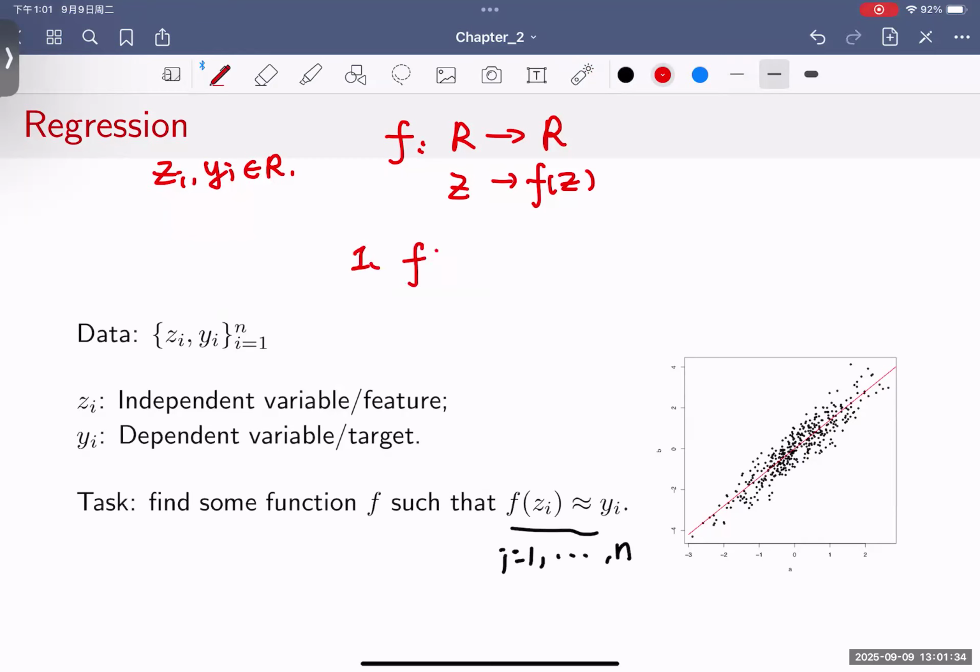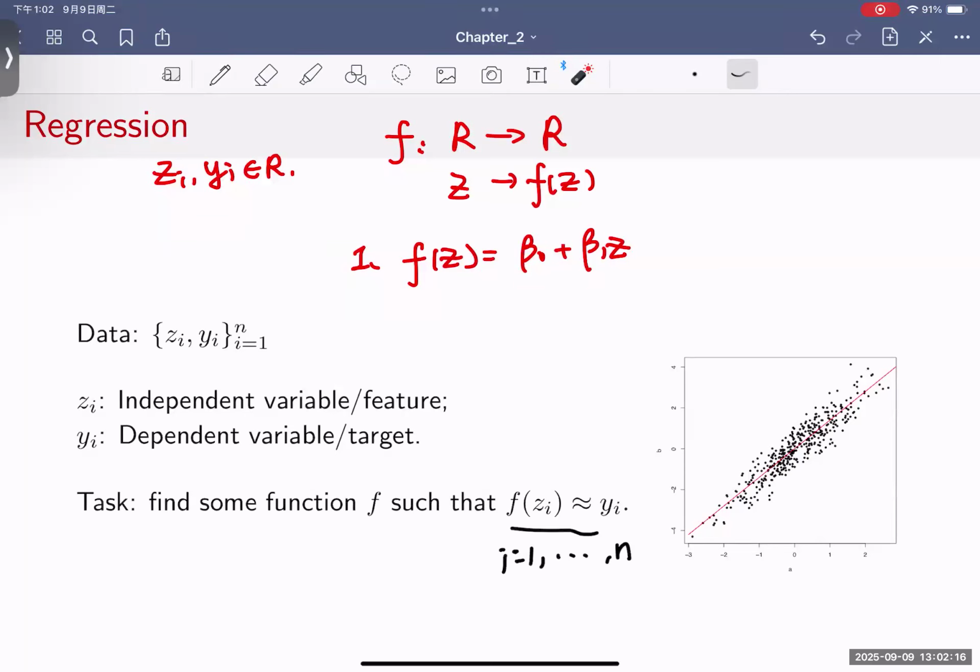Linear function means that f(z) is equal to beta 0 plus beta 1 z. This stands for a linear function. Our original task was to search over all f, and now we only search over linear functions. So our task is changed: originally we focused on how to find f, and now we focus on how to find beta 0 and beta 1, because once we fix these two values, we have a function.